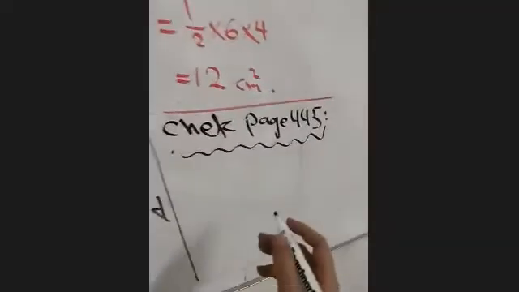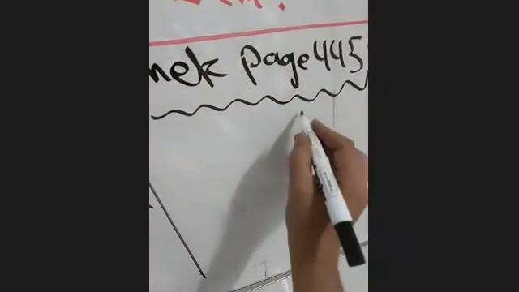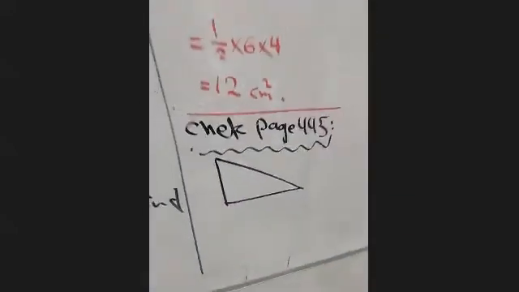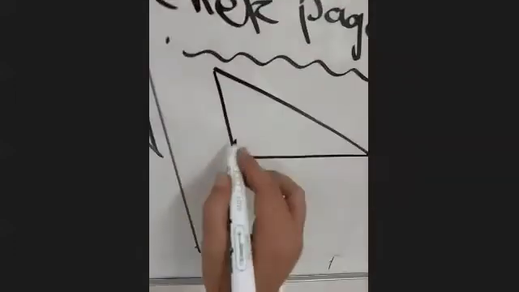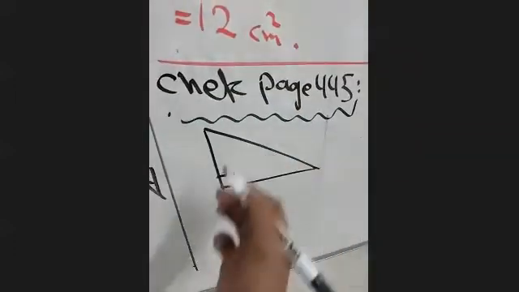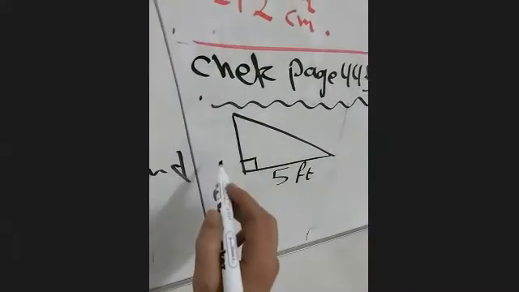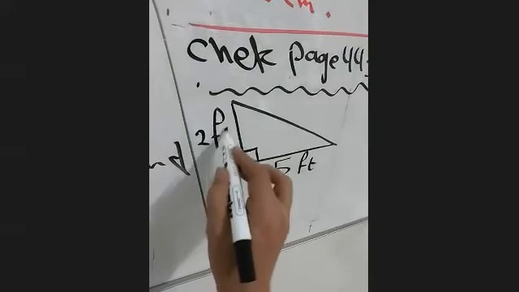We have this triangle here, something like this with the green color, right? Now, here we have a right angle. So what do we call this triangle? We call it a right triangle. Good. The base of it is how much, Iyad? 5 feet. And the height? 2 feet.